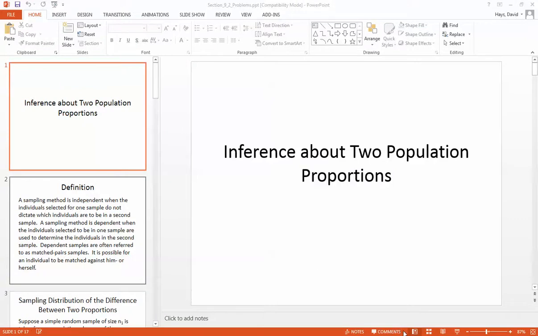In this lesson, we're going to take a look at two population proportions, claims dealing with them, specifically using the P-value approach, using the TI-83, TI-84.